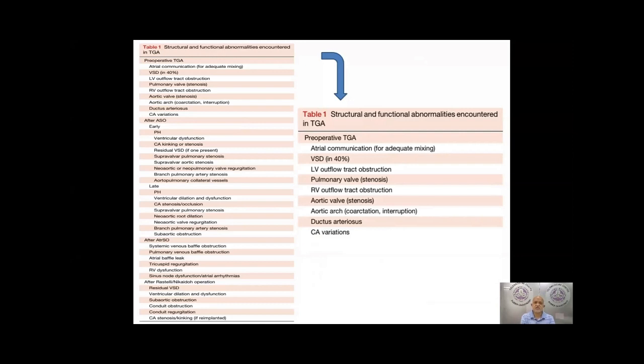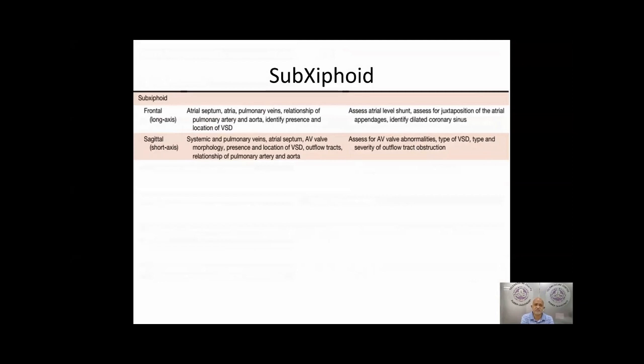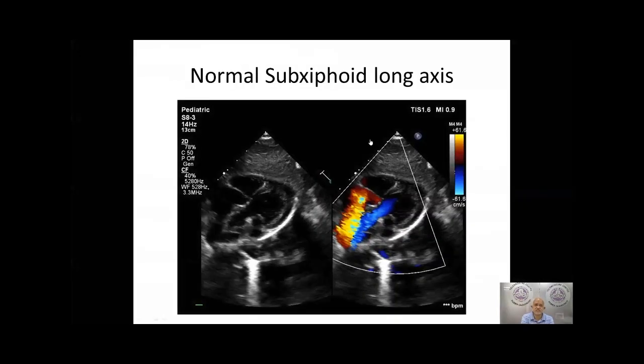There are various ways to describe this, but if I go to the subcostal view, in all neonates and infants, the subcostal views, frontal and sagittal, give most of the information. In grown-up children, we get apical, parasternal and suprasternal information, which gives a fairly good amount of information. In the subcostal view, it is important to differentiate the atrial septum, pulmonary veins, the relation of the pulmonary artery, and in short axis we can see the systemic and pulmonary veins, atrium, AV valve morphology. All this can be defined very clearly.